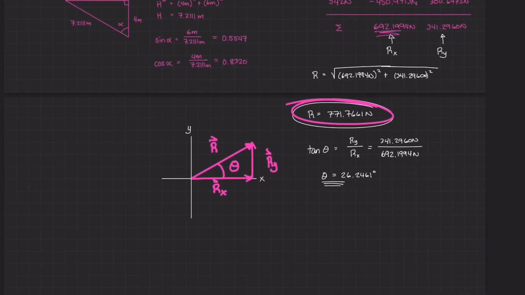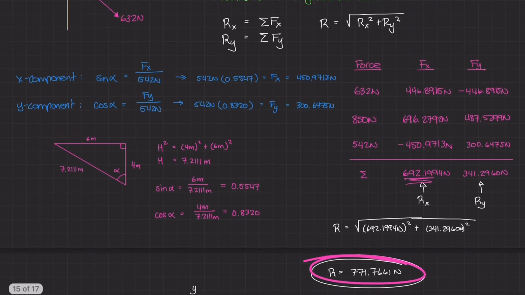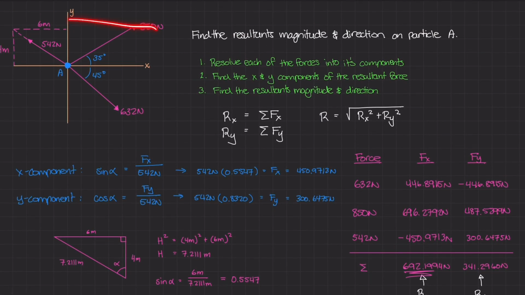And so for our final answer, the resultant force for all three of these vectors acting on particle A, I'm going to write it here by the diagram. The resultant force has a value of about 771.8 newtons, and the angle at which it's acting is in the first quadrant, and that theta value, or that angle, is 26.2 degrees. Great. There is our answer.